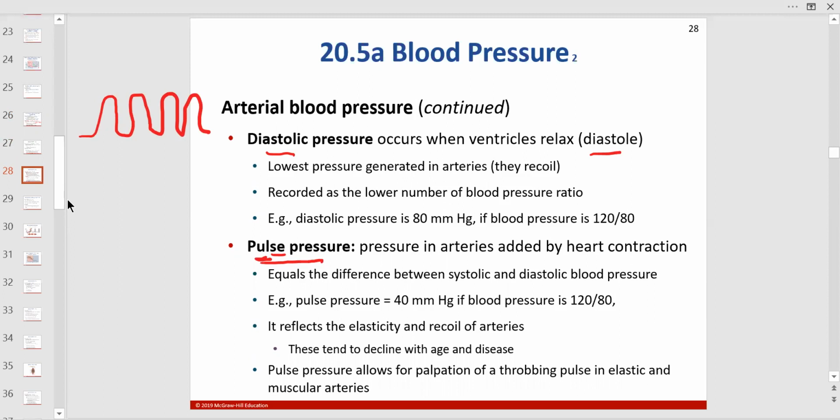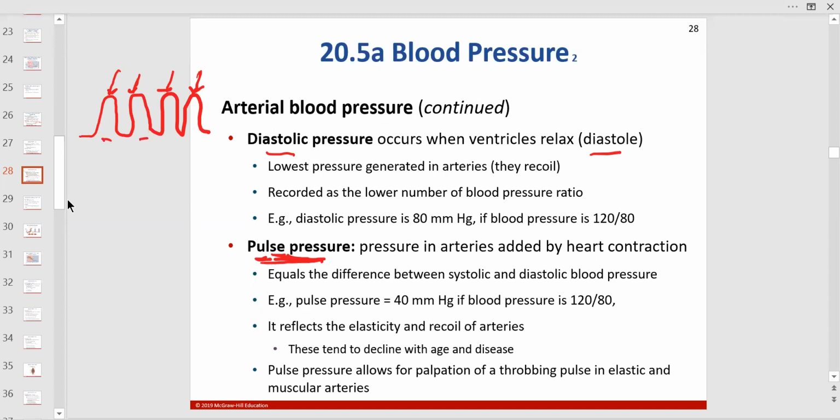You use your index finger and your middle finger. Don't use your thumb, because your thumb has its own pulse, to palpate a pulse. You can use the radial artery down by the wrist, and what you're feeling are the peaks of the waves. And of course, it should be completely the same as your heart rate, right? If you already did heart rate on your EKG, the pulse rate should equal your heart rate. So that's really important.